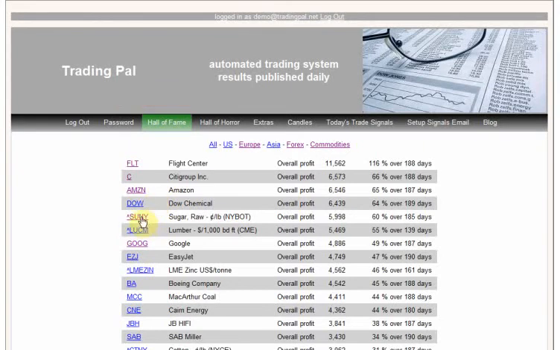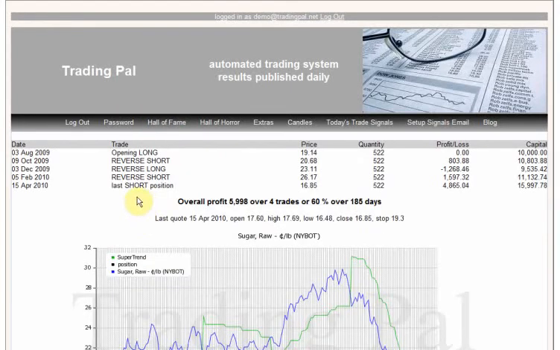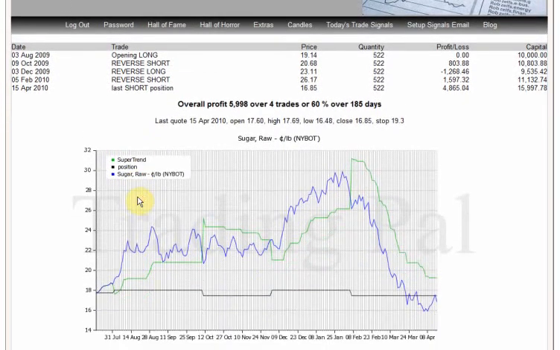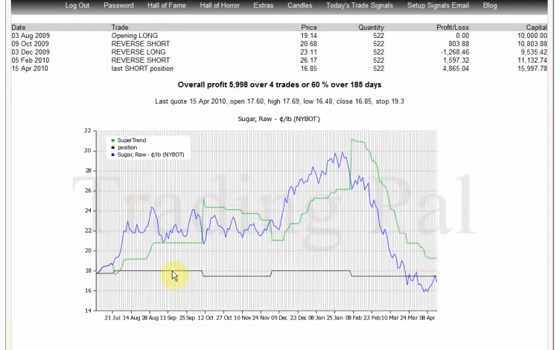So let's have a look at a sweet deal on raw sugar. 60% on your money over 9 months. This is how it's done. That indicator here is the position. TradingPal is always in the market, swinging from long to short and back again.